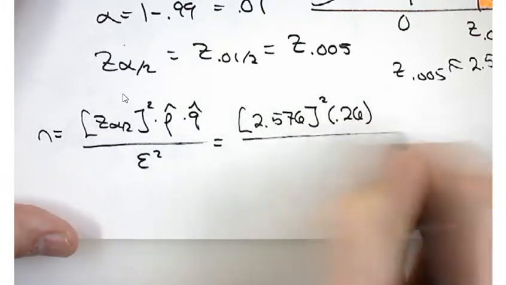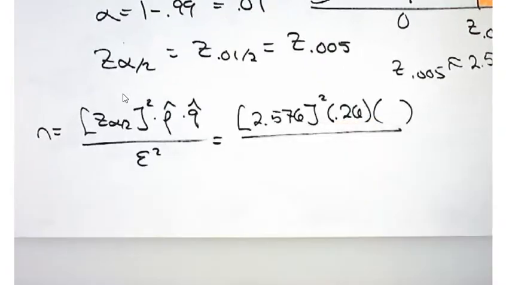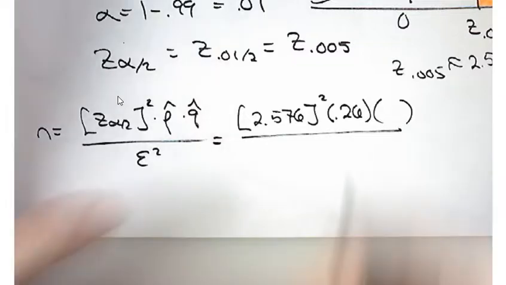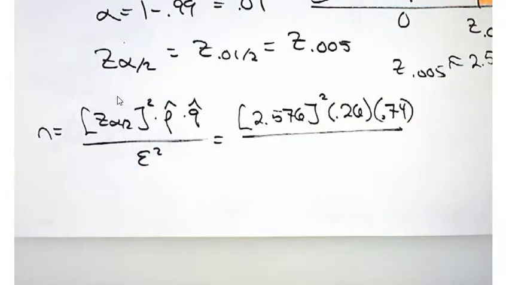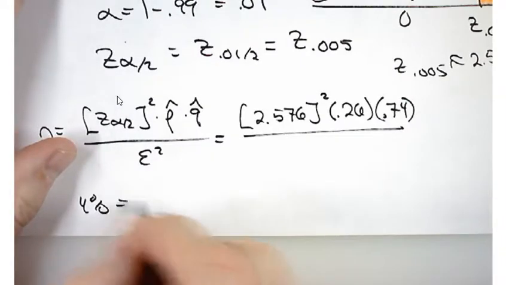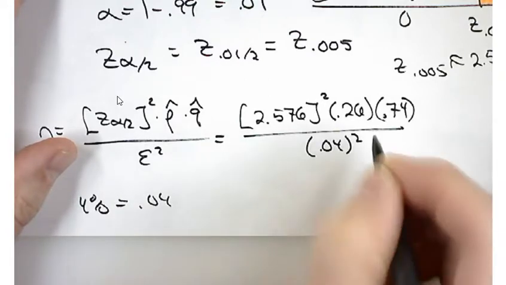Now, someone else for q hat. What's q hat going to be? If p hat is 0.26, what's q hat going to be? 1 minus that. So 1 minus 0.26, 0.74. Thank you. 0.74. Now, we want to find this to within a margin of error of 4%, which means in the denominator, I'm going to put in 0.04 and then square it.